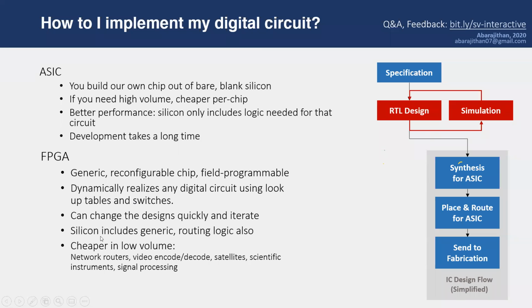That's the advantage. But the problem is that silicon has all this generic routing logic also. As a result, it is less performant than an ASIC. ASIC is more performant because ASIC has only the logic you want, while FPGA has some unnecessary logic that you don't need. Then the advantage of FPGAs is they're cheaper in low volume. Let's say you are making 1,000 or 10,000 chips, FPGAs are cheaper. If you are making millions of chips, like an iPhone or something, then ASIC is cheaper.